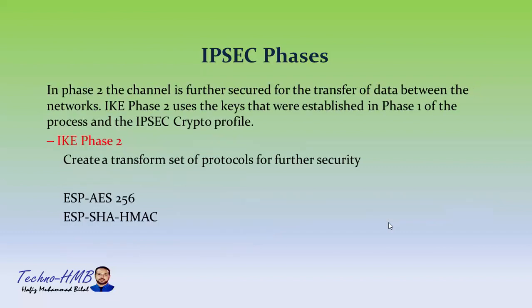In phase 2 the channel is further secured for the transfer of data between networks. IKE phase 2 uses the keys that were established in phase 1 of the process and the IPSEC crypto profile. Let's see IKE phase 2. It creates a transform set of protocols for further security. We are using two sets. One is ESP AES. As I have mentioned before, ESP is better than AH, authentication header. So we are using in combination ESP and AES. And ESP with SHA HMAC. These two will be used.